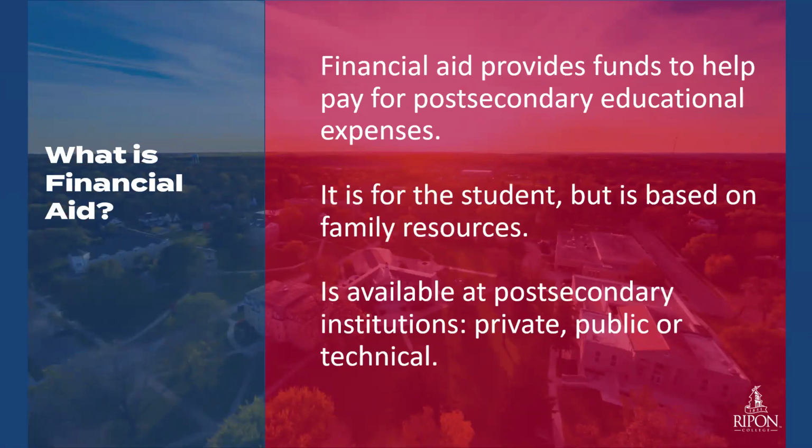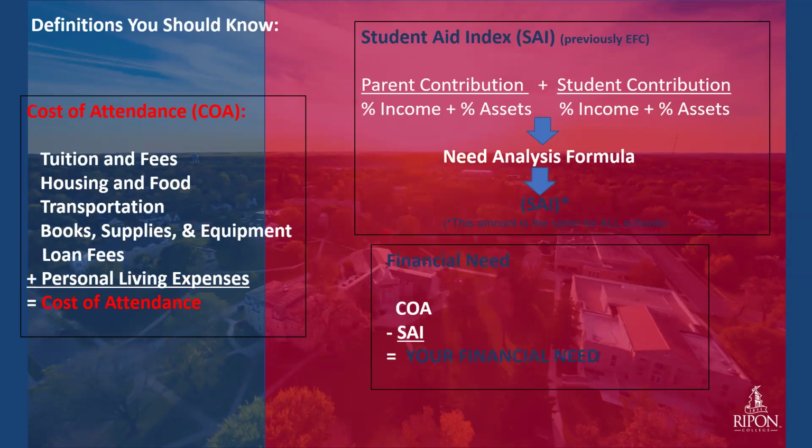What is financial aid? Financial aid provides funds to help pay for post-secondary educational expenses. Although it is for the student, it is based on student and family resources. It is available at most post-secondary institutions, whether they be private, public, or technical schools. First, there are some definitions that you should know.